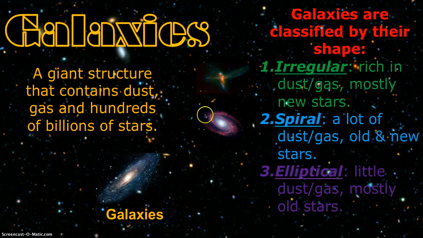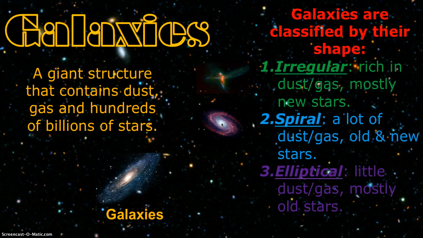Then we have spiral galaxies, and spiral galaxies are shaped like a spiral. They kind of look like a pinwheel or a hurricane, but spiral galaxies do have a lot of dust and gas as well. So a lot of new stars are also being formed within spiral galaxies. Now, spiral galaxies also have a lot of old stars, and we know that with this structure here in the middle. This is called the central bulge, and it is the area where all of the oldest stars are found.